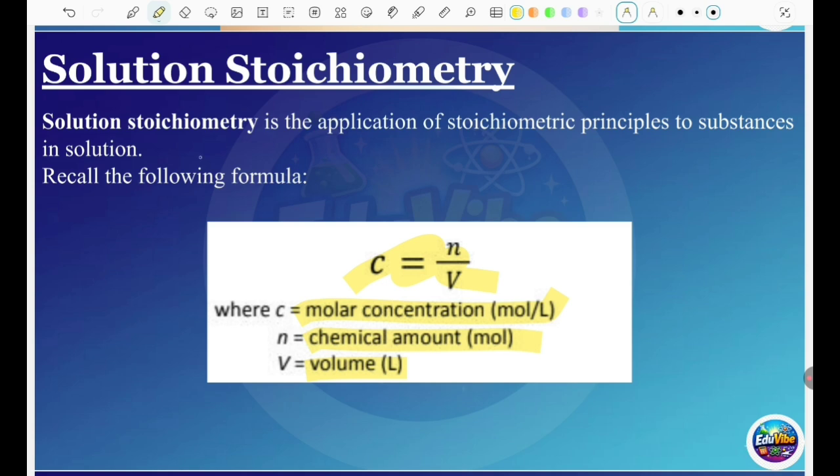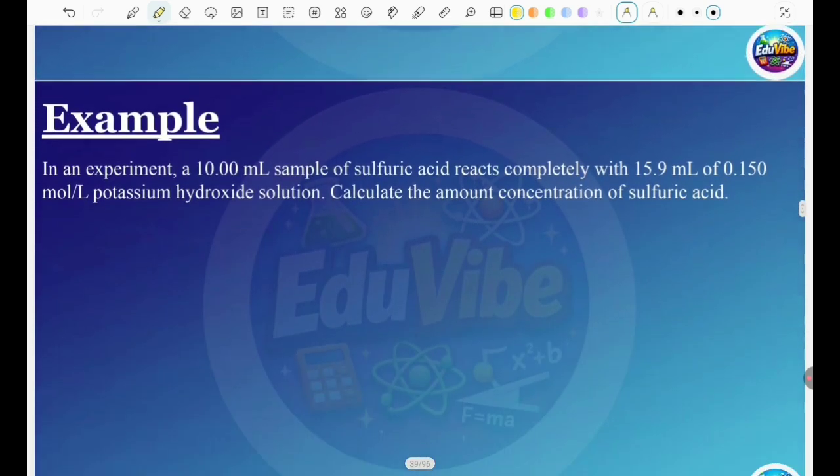So, solution stoichiometry is the application of stoichiometric principles to substances in solution. When we're dealing with substances in solution, we are doing solution stoichiometry. We again use the previous formula. There is no new formula in this. So, that's all. We just start with the questions now.